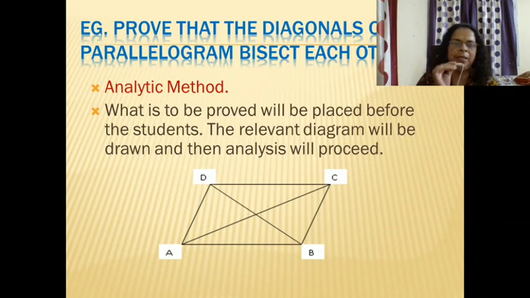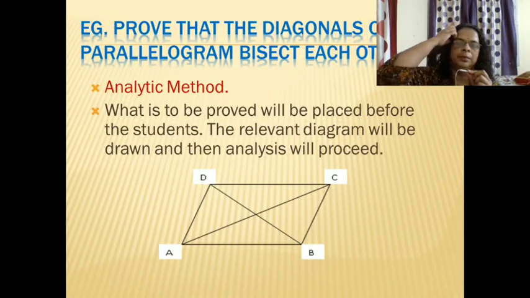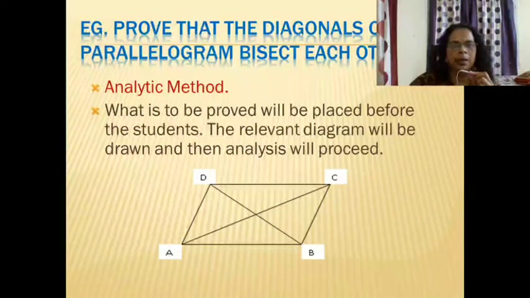So here I have taken the example, prove that the diagonals of a parallelogram bisect each other. It's a very simple example, and any class, 6, 7, 8, any class they can understand this. So how will you start? What is to be proved will be presented before the students. The relevant diagram will be drawn and then the analysis will proceed.